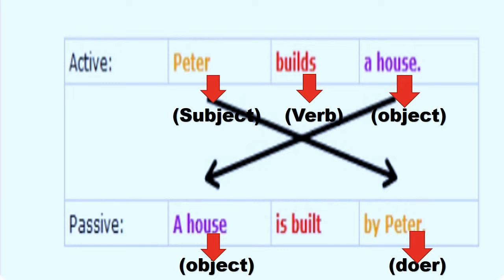So we write first a house, then the be verb is, and the past participle of build is built. A house is built. Then the doer is Peter.